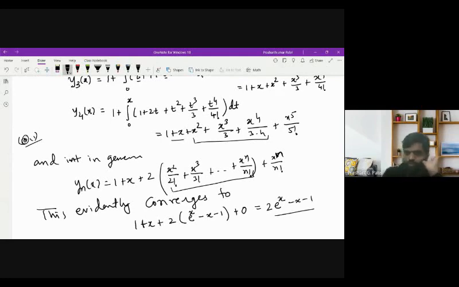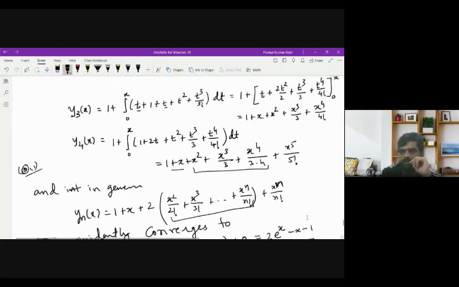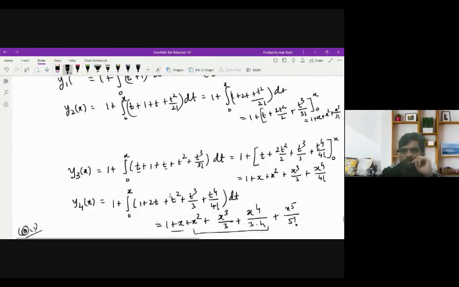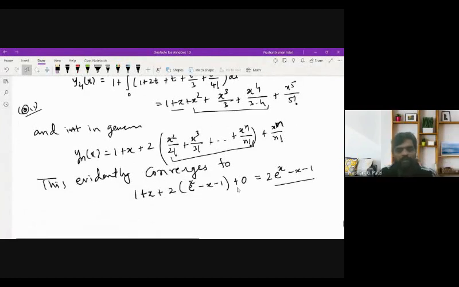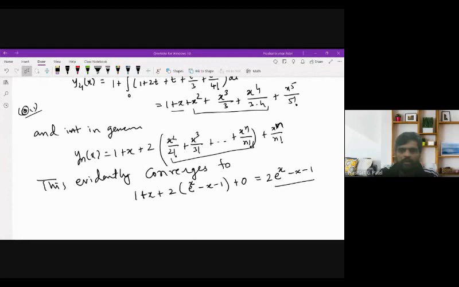So the solution of the above equation is 2 times e power x minus x minus 1, or the approximate solution will be this one. So this is regarding Picard's method, and Picard's method is used to derive the existence and uniqueness theorem of the differential equation, that we will discuss later on. Do you have any questions?